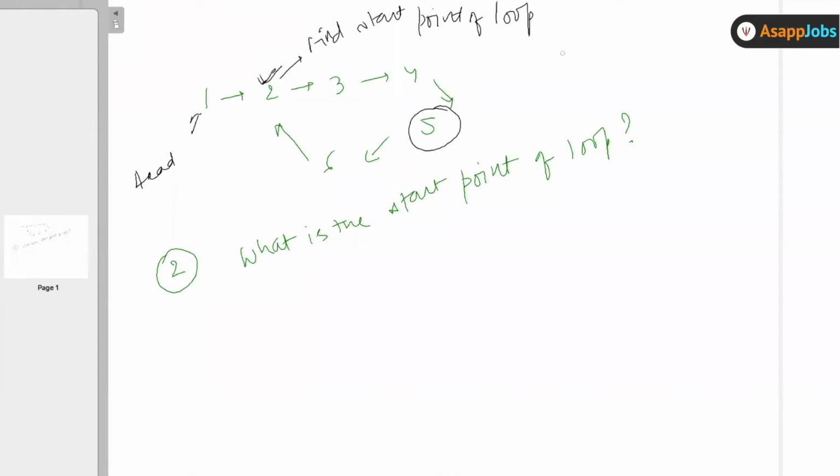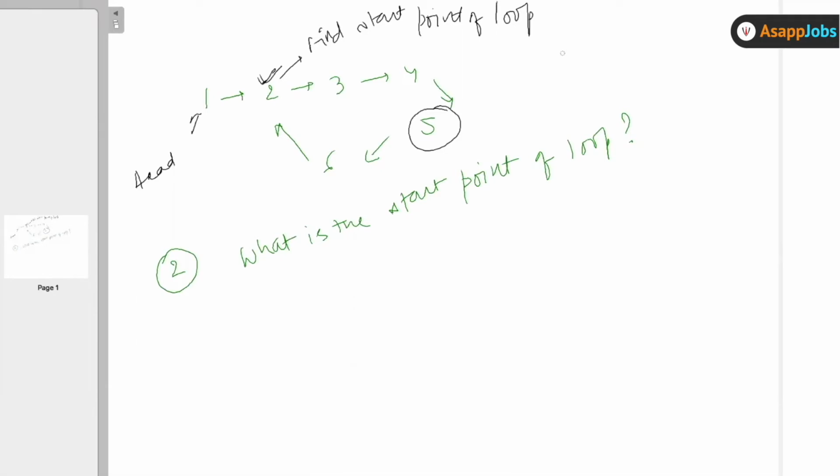To find the starting point of the loop, 2 is the starting point, right? And 2 is pointed to twice here. 6 will point to it, and 1 will also point to it. But how will you store this previous node information? There's no way to go back in a linked list. Once we have moved to the next node, we cannot go back. I cannot peek into my previous node information.